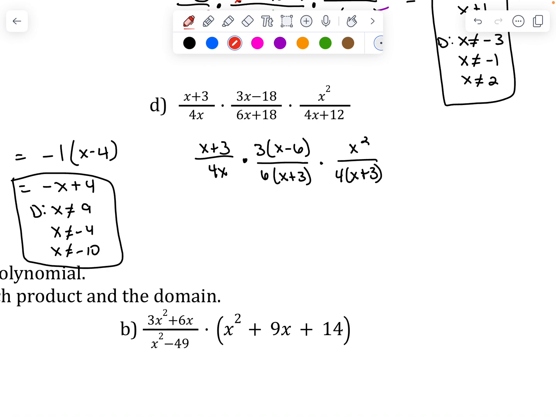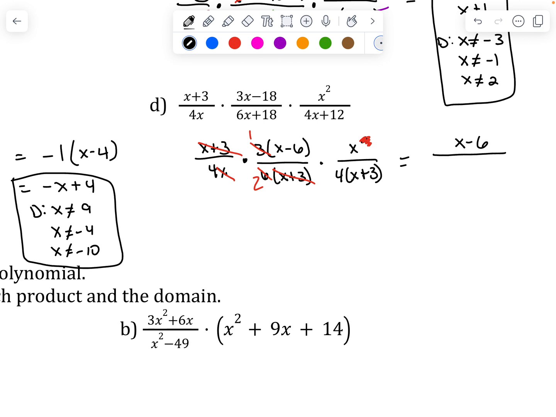Okay, everything's in factored form. I have an x plus 3, gone. The 3 and the 6 can reduce down to 1 and a 2. And then this is the one that people miss all the time. And that's the x and the x squared. You can cancel this down, but when you cancel that down, that gets rid of that exponent. That's the tricky one.